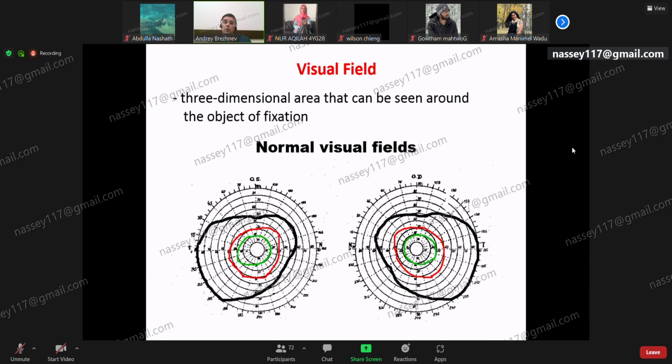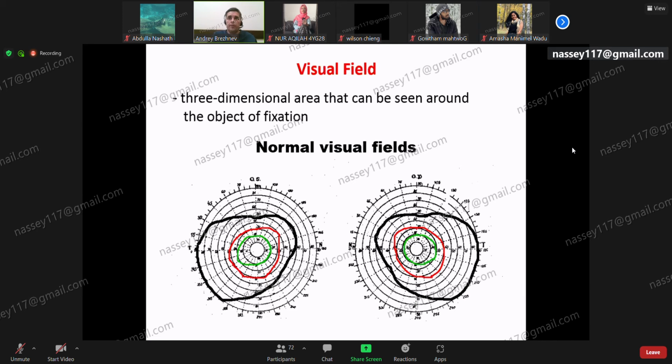So the next very important visual function is the so-called visual field. Visual field is the three-dimensional area that can be seen around the object of fixation. What does it mean? If you fix any object in front of you, with your peripheral vision you can also see, not so clearly, another object, any movements when you cross the road. There is no need for you to turn your head all the time. With your peripheral vision you will see any danger and stop.